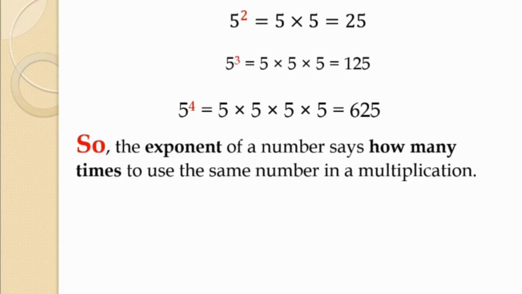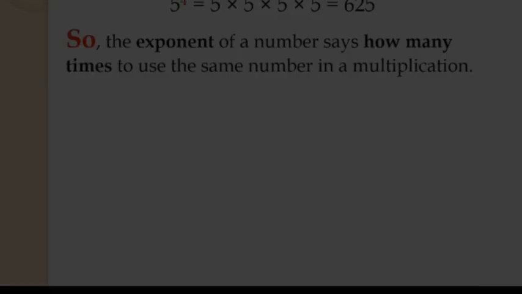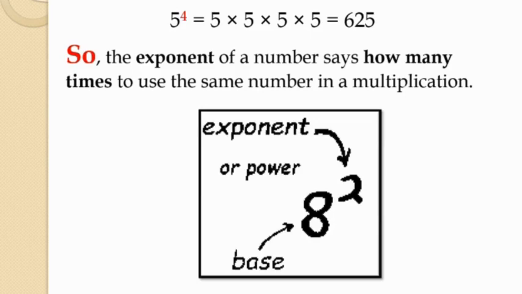So, I can say that the exponent of a number, the one written in red on top, says how many times I multiplied this number by itself. It's called the exponent. Here, for example, 8 to the power 2. 8 is the base and 2 is the exponent. Here, it's an expression to say that 8 is multiplied by itself. It's 8 times 8.